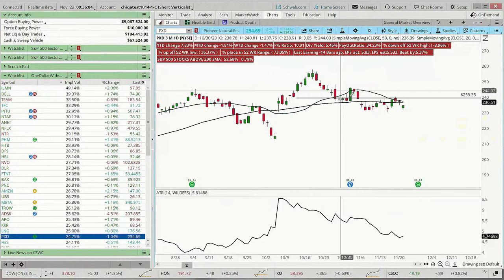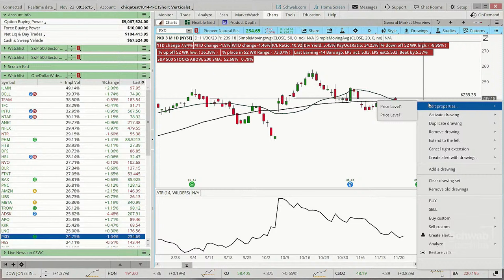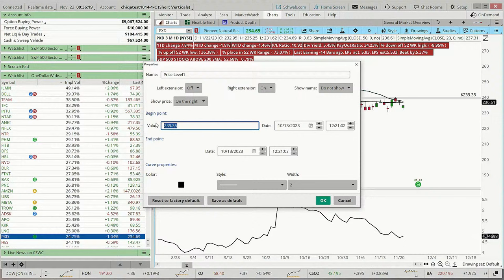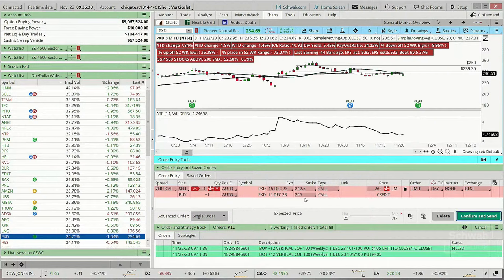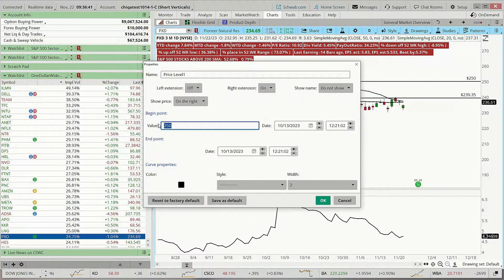242.50. We'll come up here, bring up our chart, and I'm going to grab this line. And let's duplicate that. And then we'll come in here and change one of these to 250, I believe is what it was, if I remember correctly. It's 242.50. The 50 kind of stuck in my head. So there we have it right there, investors.